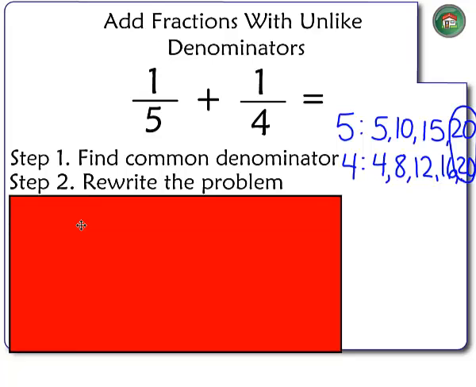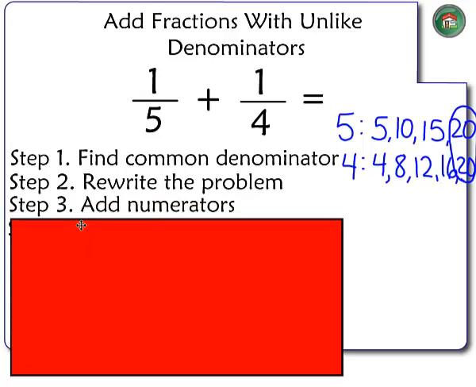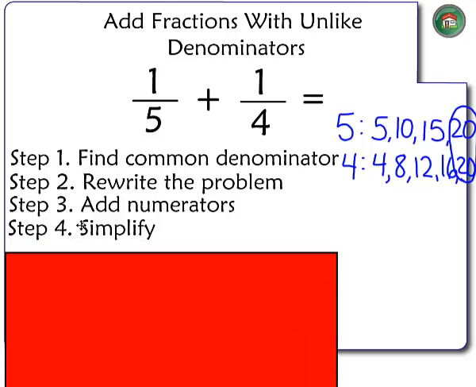Step number 2 is to rewrite the problem using that common multiple. Step 3 then is to add the numerators. And step 4 is to simplify. Please pause the video now and write these 4 steps into your notes with this example. We're going to solve it on the next slide.